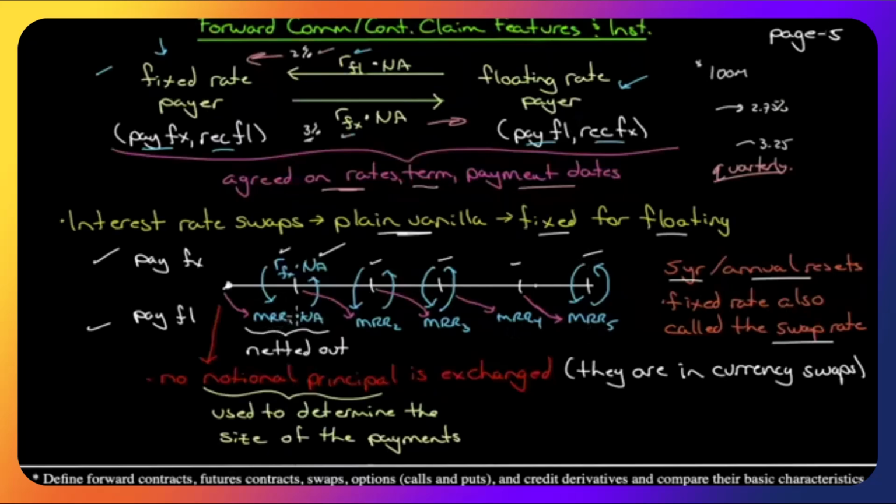But it's the market reference rate times the notional amount. Now on day 1, we note what the market reference rate is, and that is paid on this date. On this date, we note what the market reference is, and that becomes the market reference rate to pay on this date. Why do we look at the rate at the beginning of the term and not at the end of the term?